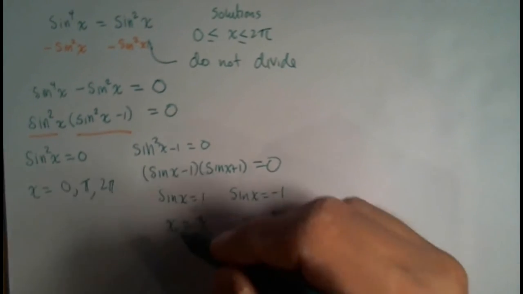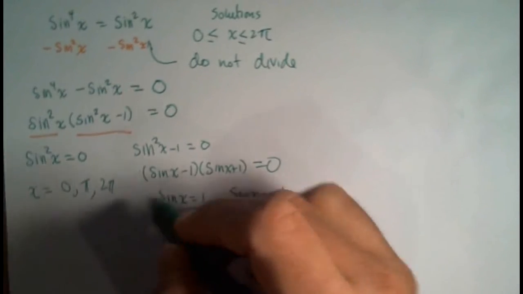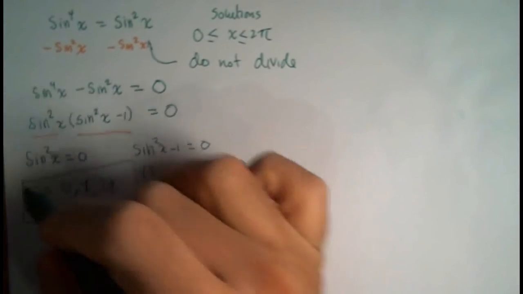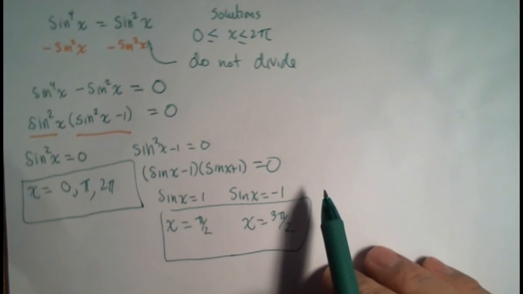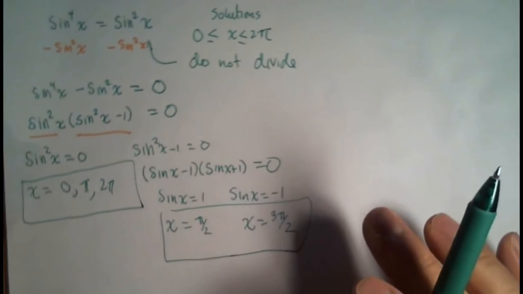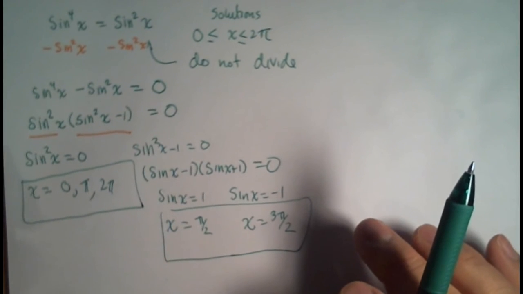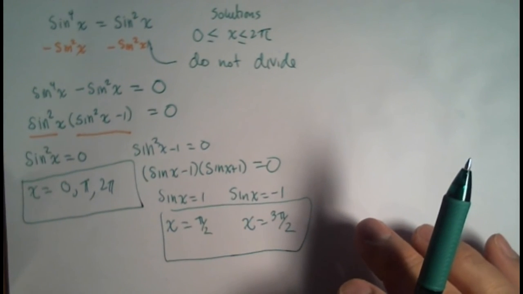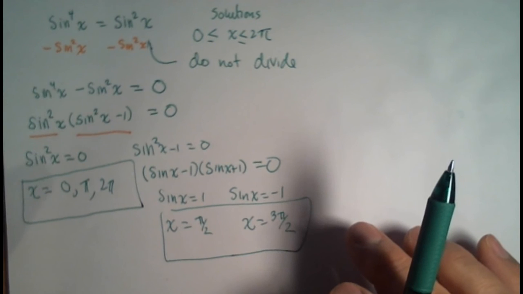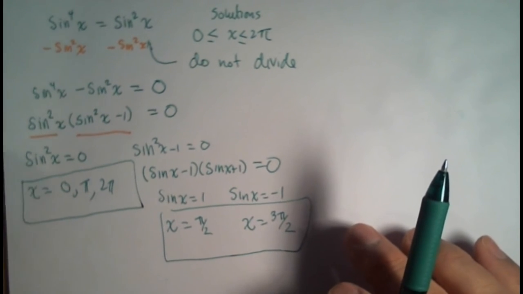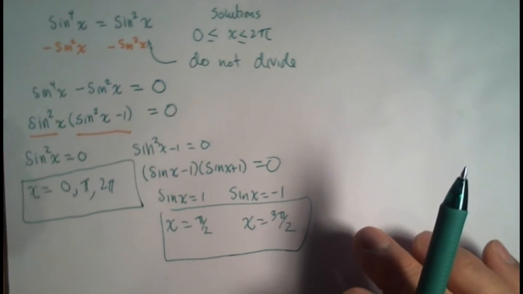So again, these are all of our solutions in the required domain. When given a problem like this, where you have just two factors equal to each other, resist the urge to divide them out. That will eliminate some of your solutions. Instead, take the approach where you set equal to 0 and try to factor.